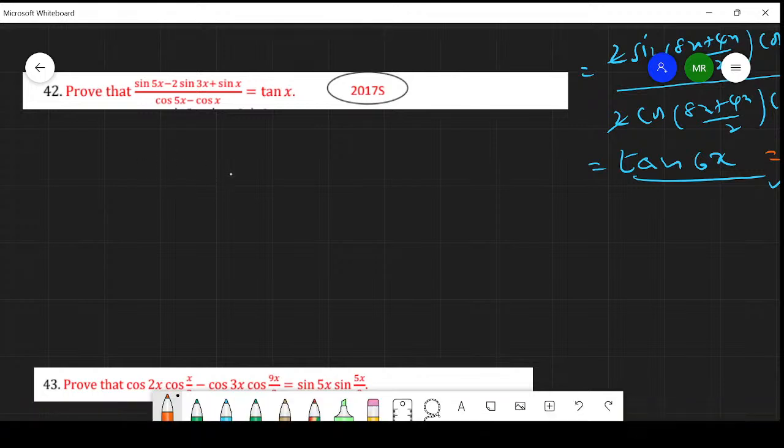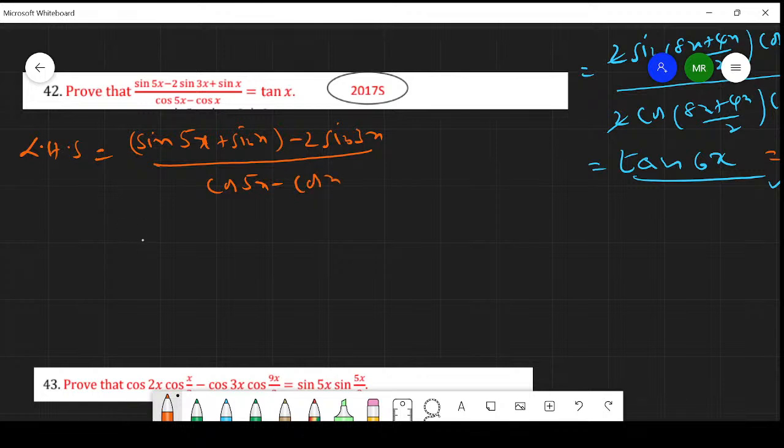So prove that (sin 5x minus 2 sin 3x plus sin x) by (cos 5x minus cos x) is equal to tan x. Again here also you take the LHS. I can rearrange it: sin 5x plus sin x minus 2 sin 3x by cos 5x minus cos x.